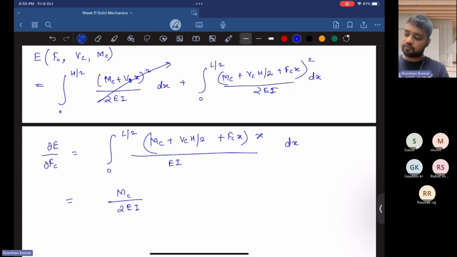not L because of x also, so x square by 2, that will become x square by 4, x square by 8. MC x becomes L square by 16 EI, plus VC into h by 2 x square. Integration of x is x square by 2, then it will become x square by 4, x square by 8, that is VC h L square upon 16 EI.